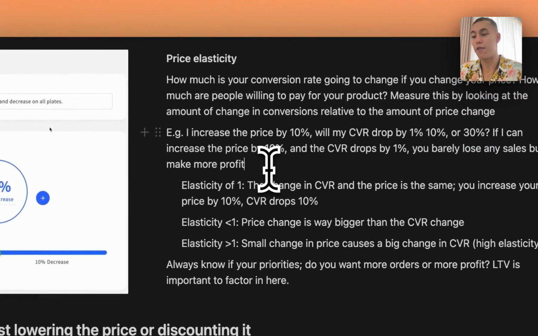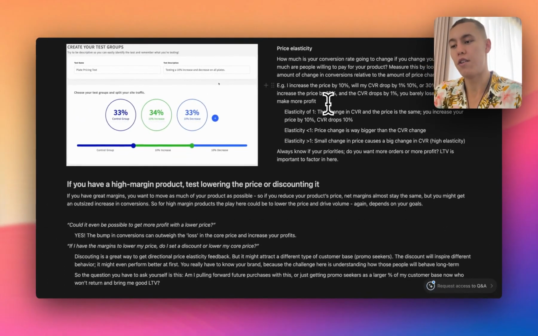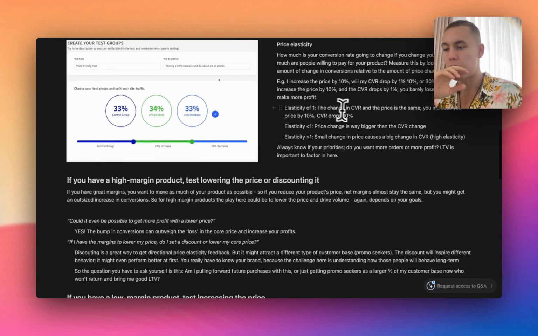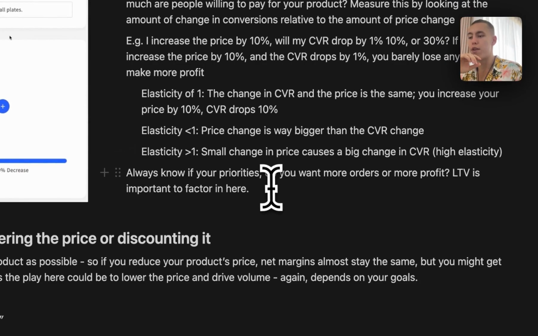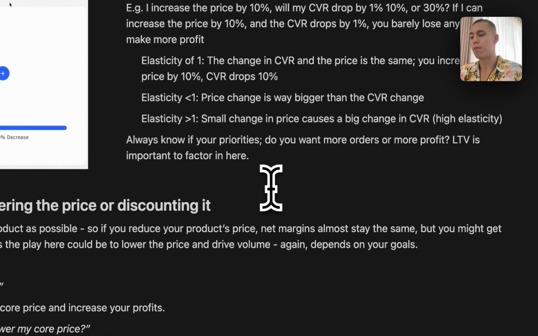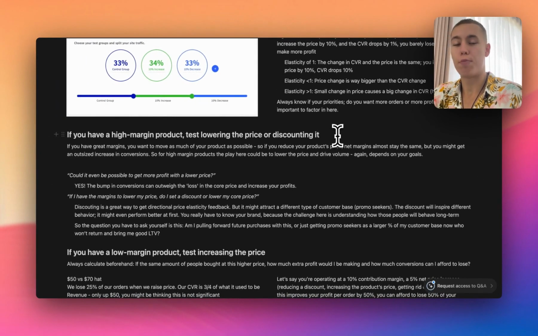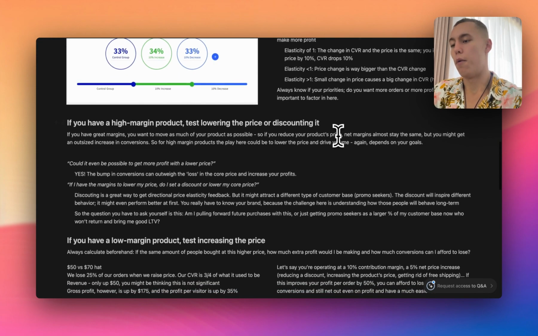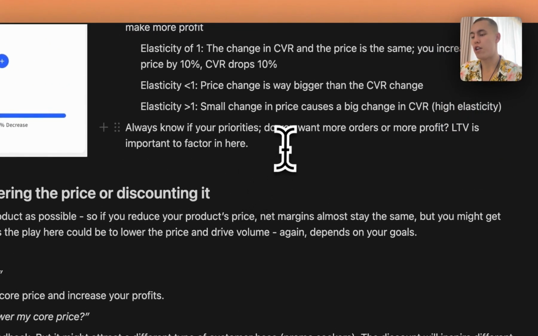And if you can increase your price by 10% and conversion rate drops by 1%, you barely lose any sales, but make more profit on each order. So that results in higher contribution margins. And that's what we want to shoot for, right? A more profitable business, easier to run, more efficient.